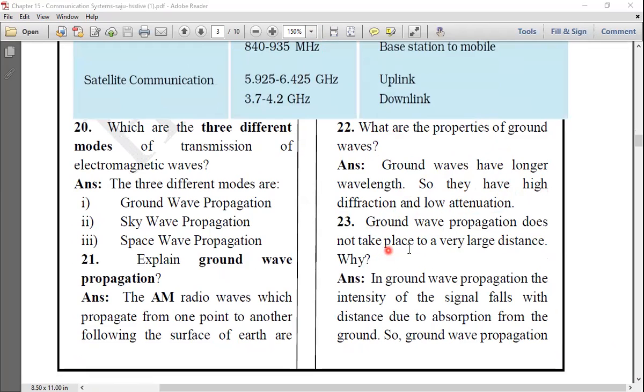Ground wave propagation does not take place to a very large distance. Why? In ground wave propagation, the intensity of the signal falls with distance due to absorption from the ground. So the strength of the signal reduces a bit. So that's why ground waves are not used for long range propagation. Clear?